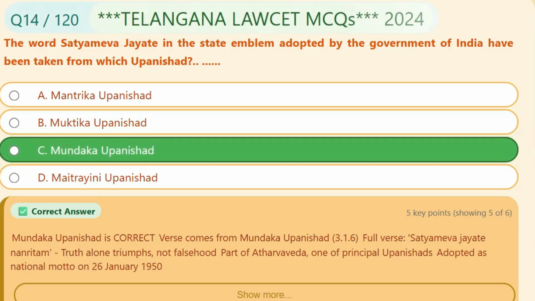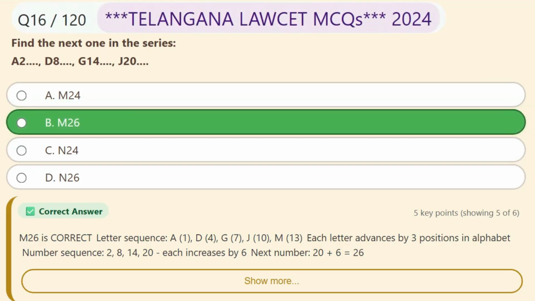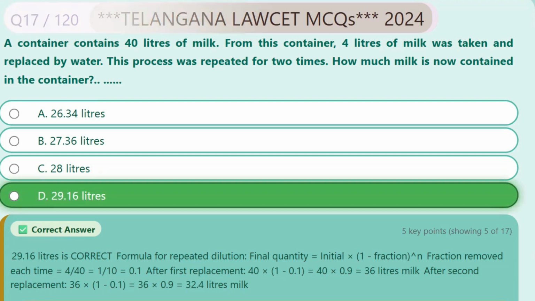The word Satyam in the state emblem adopted by the government of India has been taken from which Upanishad? Mundaka Upanishad. Where are the Bermuda Islands located? North Atlantic Ocean. Find the next one in the series, A2, D8, G14, J20, M26.